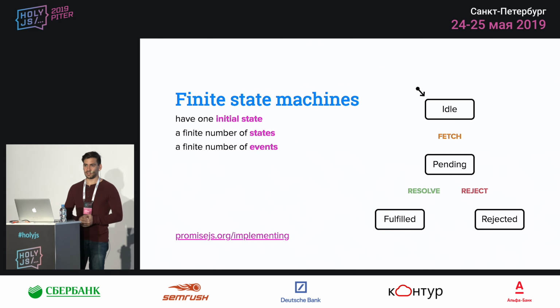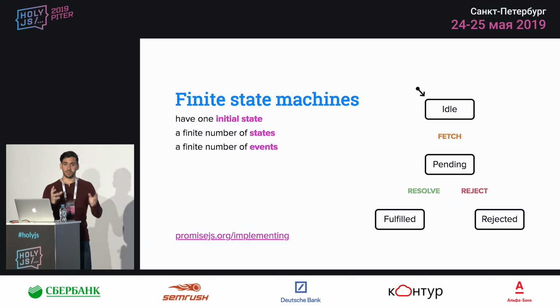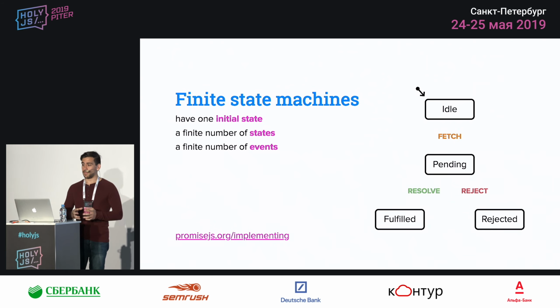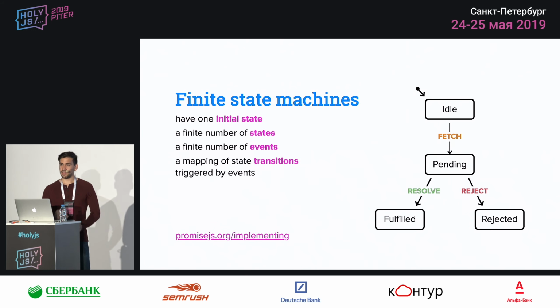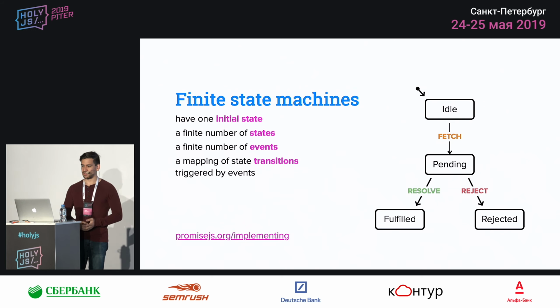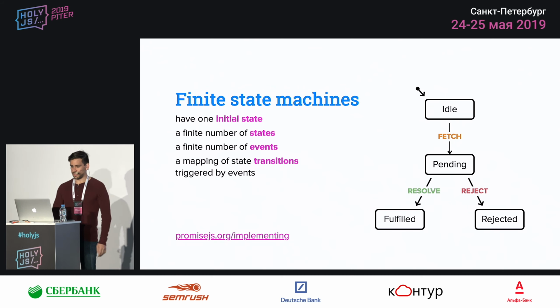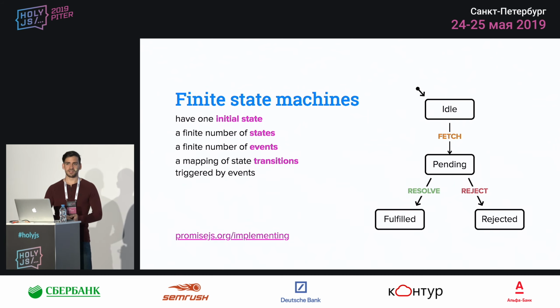A finite state machine also has a finite number of events that could happen in the state machine, and these events could come from anywhere. They could come from within the machine, they could come externally, they could come from other services, but the point is that the machine reacts to these events. And when it does react to these events, it transitions between states. So if you're in the idle state and you have a fetch event, now you go from idle to pending on that fetch event.